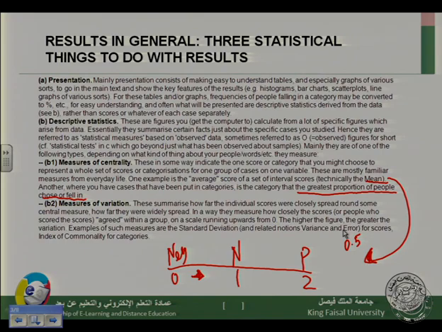Measures of variation. These summarize how closely the individual scores were spread around some central measure, how widely they were spread. In a way, they measure how closely the people who gave the scores agreed within a group, on a scale running upwards from 0. The higher the figure, the greater the variation. Examples of such measures are the standard deviation and related notions, variance and error for scores, index of commonality for categories. So we have standard deviation.